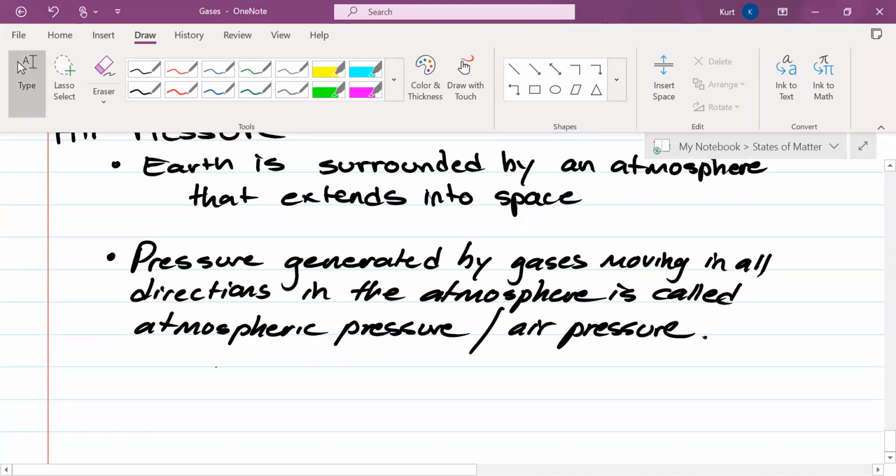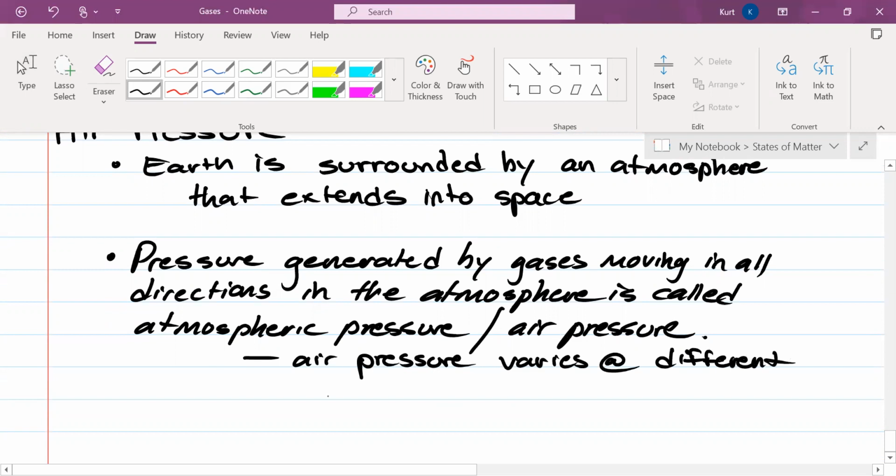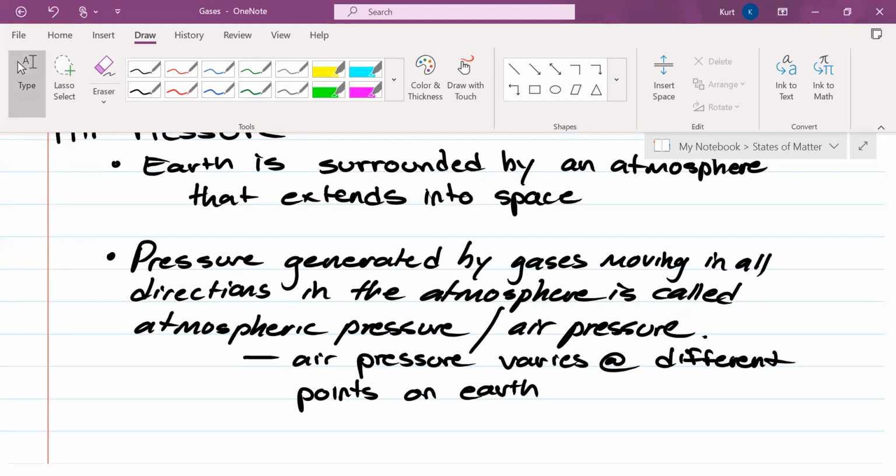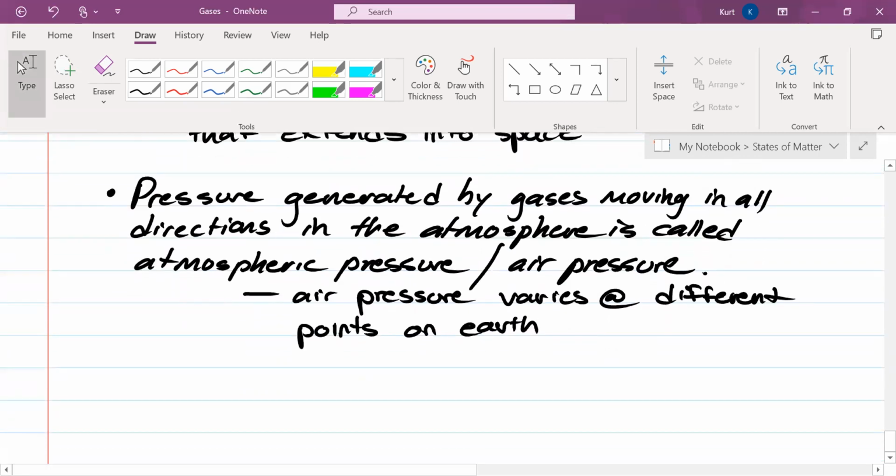Air pressure varies at different points on Earth. Now, have any of you ever been to an area of this planet that is very high in the mountains, like Denver, or I've been to Quito, which is in Ecuador, the capital of Ecuador.